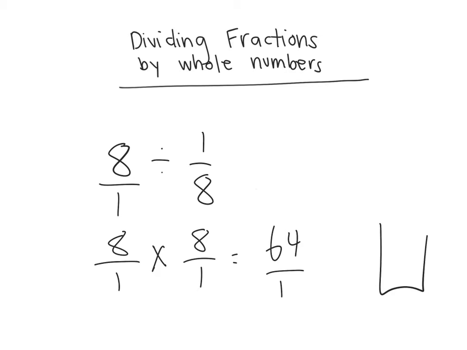And on your I Know It, you just see one big box. And you would just ignore the bottom of the fraction because we know that when we put anything over 1, that just means that same whole number. So it would just equal 64.